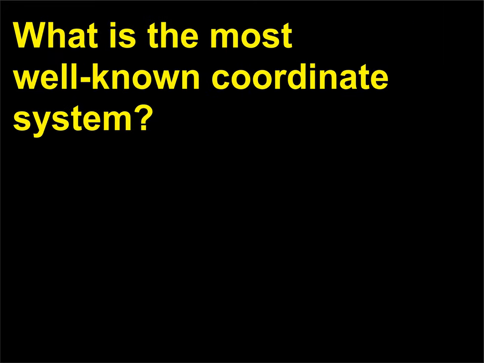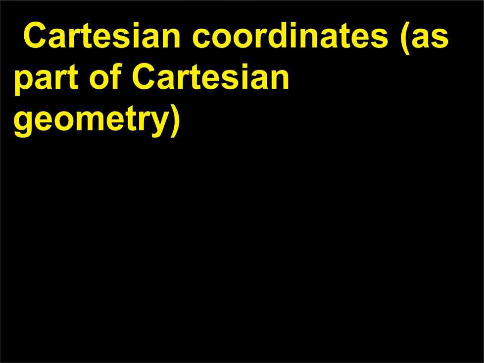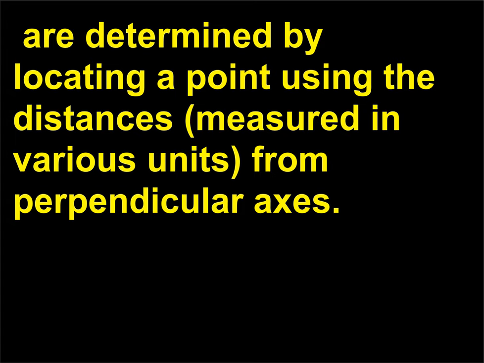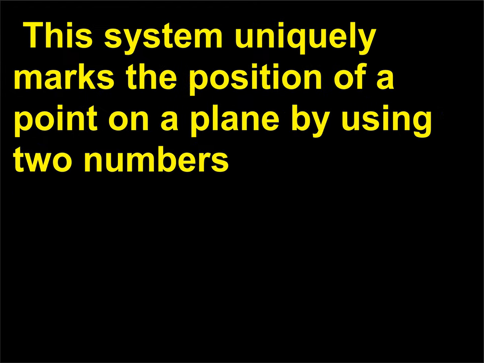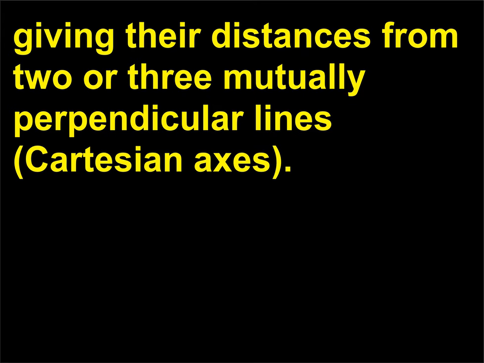What is the most well-known coordinate system? The most well-known coordinate system is the Cartesian coordinate system. Cartesian coordinates, as part of Cartesian geometry, are determined by locating a point using the distances, measured in various units, from perpendicular axes. This system uniquely marks the position of a point on a plane by using two numbers, or in three-dimensional space by using three numbers, thus giving their distances from two or three mutually perpendicular lines, Cartesian axes.